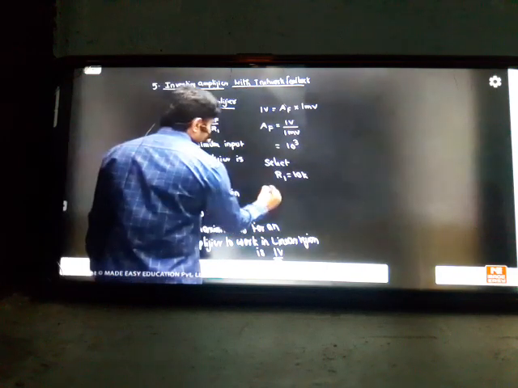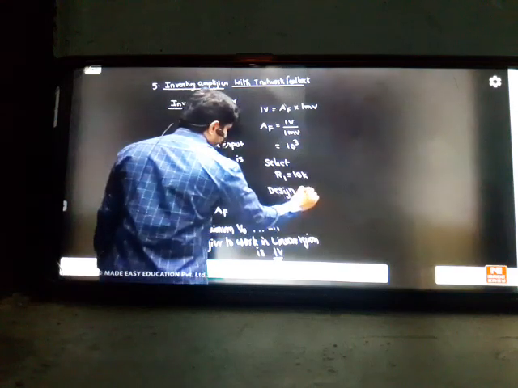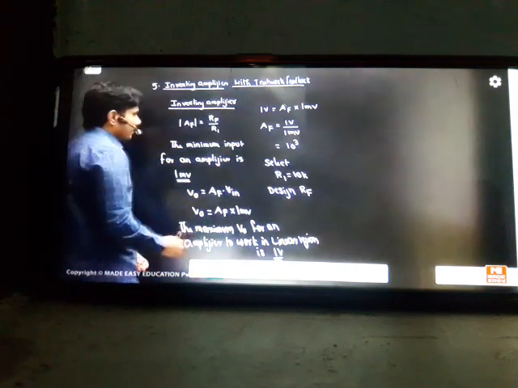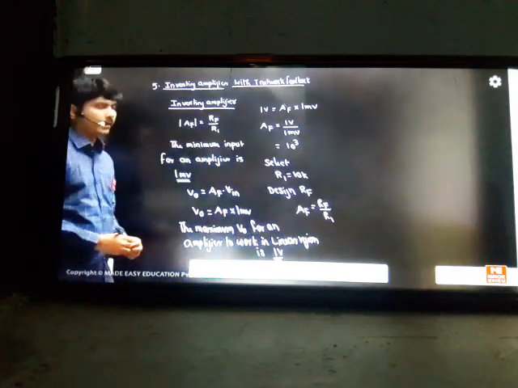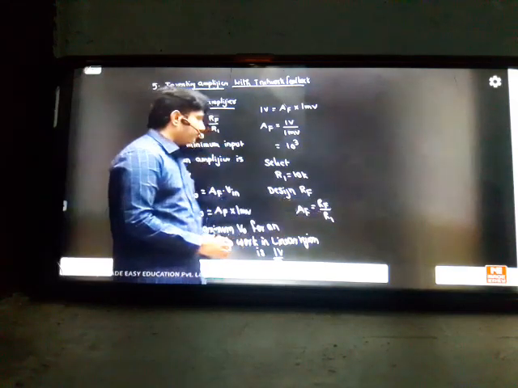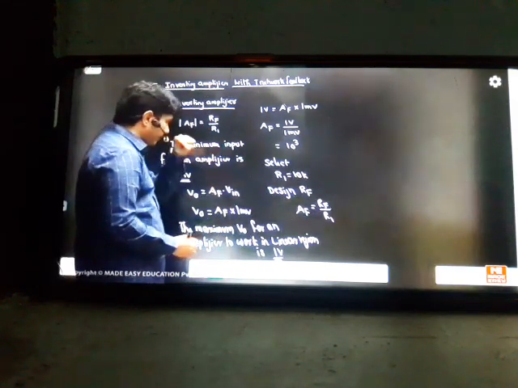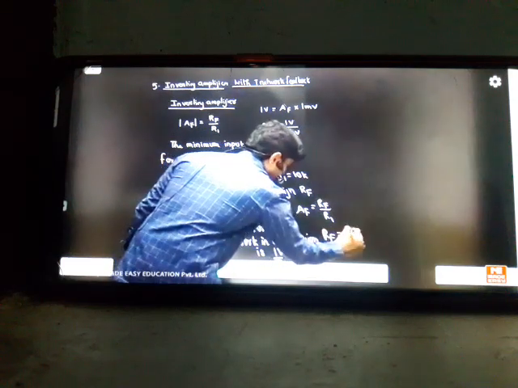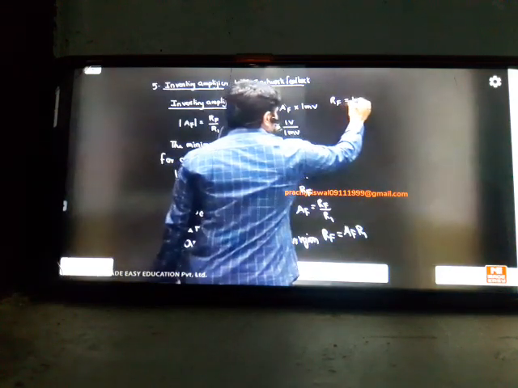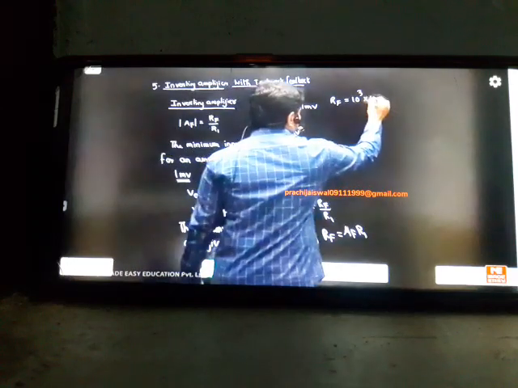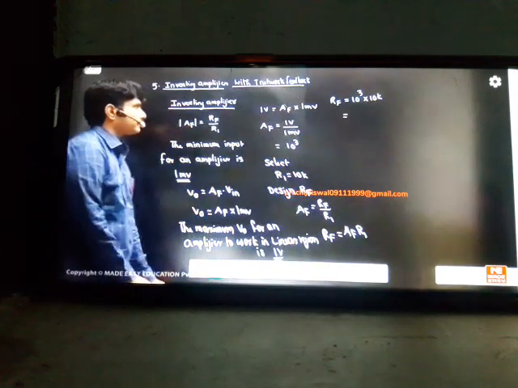Now I ask you, design RF. In this case, how much will the RF be? Your formula is AF is equal to RF by R1. If R1 is 10K and AF is 10 power 3, then RF will be AF into R1. This is the RF value. So RF is the gain, 10 power 3, into R1, 10K. So you can see how much it is.